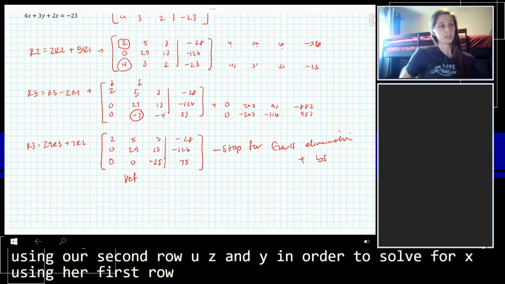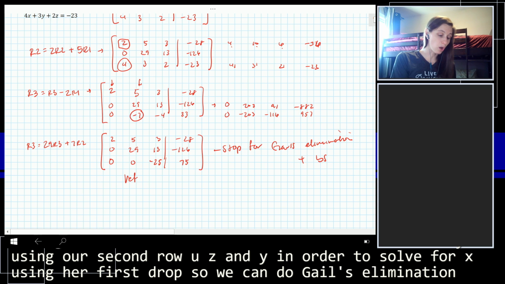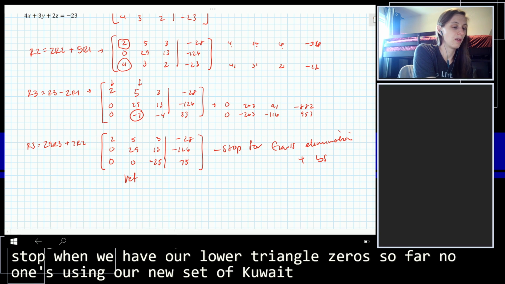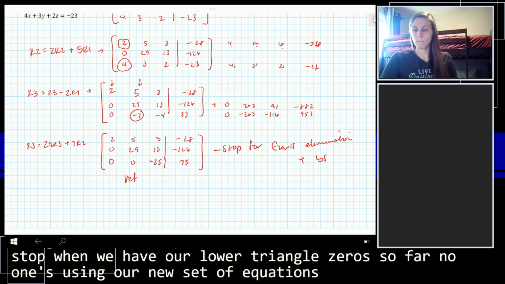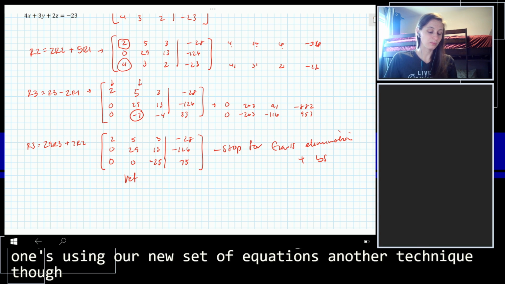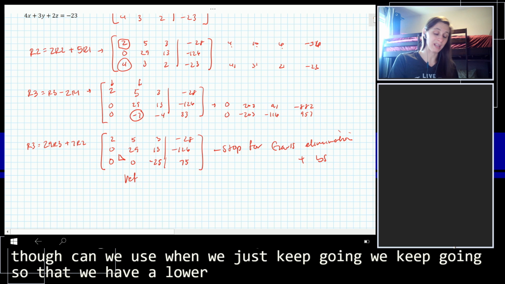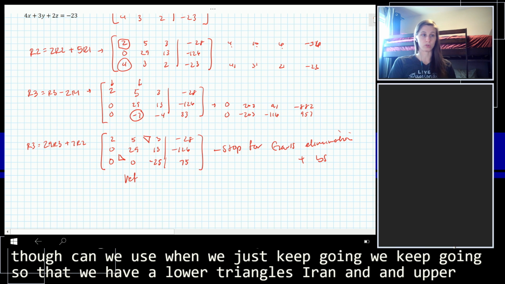So we can do Gauss elimination, stop when we have our lower triangle of zeros, and then be done, and solve for our unknowns using our new set of equations. Another technique, though, can be used where we just keep going, so that we have a lower triangle of zeros and an upper triangle of zeros.